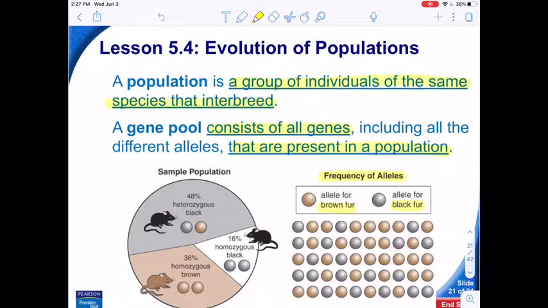And you can do this for any trait in any population that is related to genetics. And this is how scientists are able to actually tell that a population's genetics change, or in this situation, evolve over time. And that's what we're going to look at today. How do small populations change over time? And that is evolution of populations.